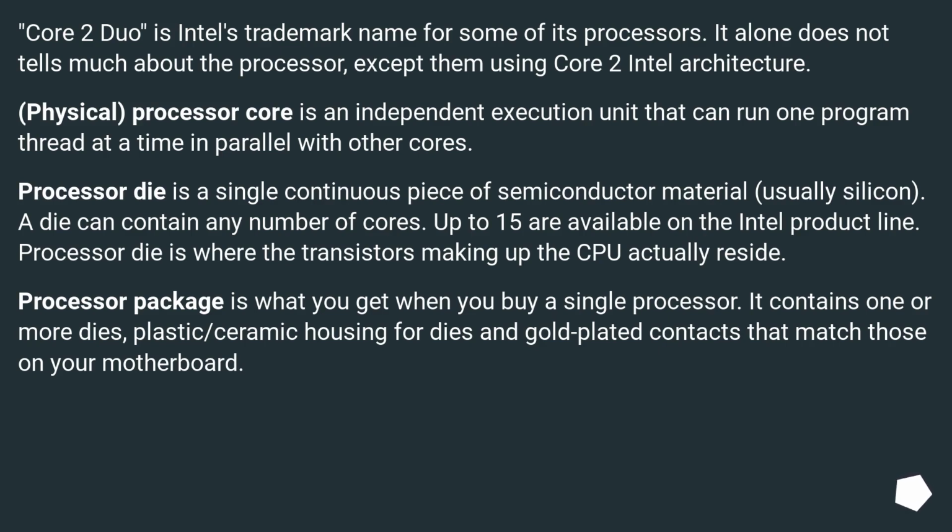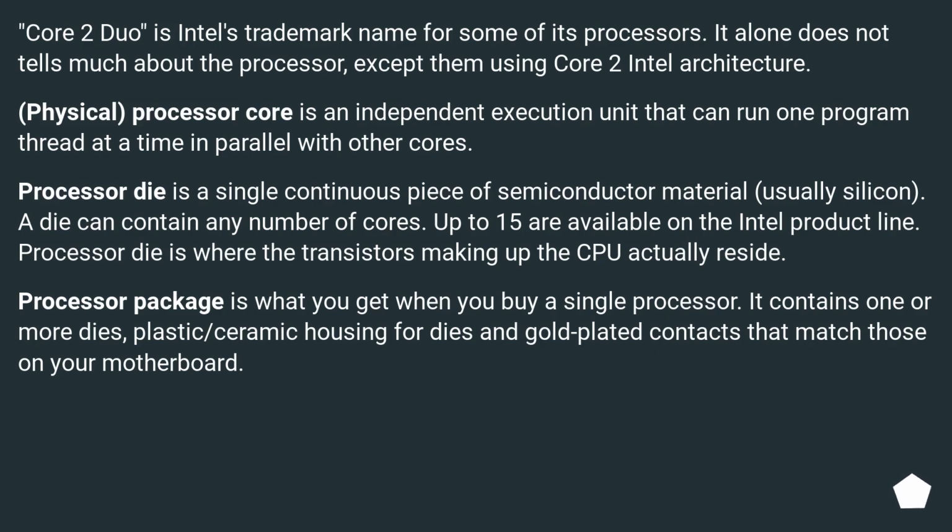Core 2 Duo is Intel's trademark name for some of its processors. It alone does not tell us much about the processor, except them using Core 2 Intel architecture. Physical processor core is an independent execution unit that can run one program thread at a time in parallel with other cores. Processor die is a single continuous piece of semiconductor material, usually silicon. A die can contain any number of cores. Up to 15 are available on the Intel product line. Processor die is where the transistors making up the CPU actually reside.